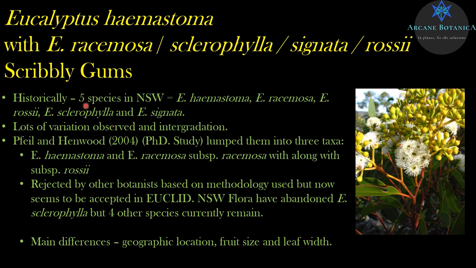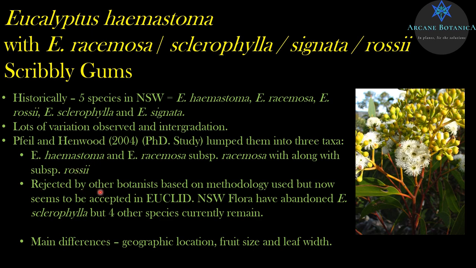There's only five species historically. Now, this is a bit of a dog's breakfast, and I've got to get through this. We had five species, and what I remember is there's one H, two R's, and two S's. Historically, everyone's saying there's a lot of variation and intergradation, and it can be hard to pin down which species you have in some cases. In 2004, my old botanical supervisor at Sydney Uni, good old Murray Henwood, helped Brendan File, who was a PhD student, do a study on the scribbly gums. And Brendan File concluded in 2004 that there's really only three taxa. There's Eucalyptus haemastoma, and you can put Eucalyptus chlorophylla and signata into Eucalyptus racemosa subspecies racemosa, and Eucalyptus rossii becomes racemosa subspecies rossii. So a fair bit of lumping there.